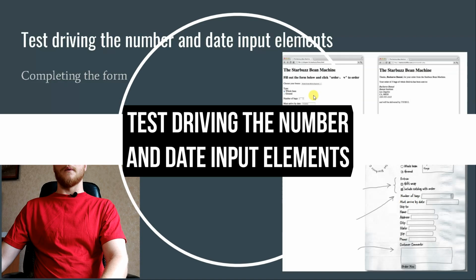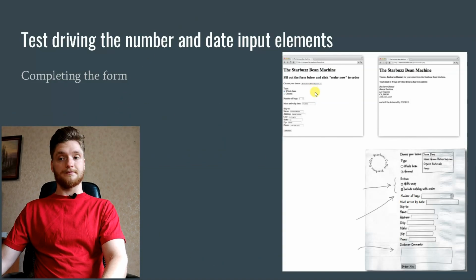Here is what we entered into the form. Notice that the number input has up and down arrows, but the date control is just a text input in these browsers, Chrome. And here is what the bean machine returns. We ordered 5 bags of coffee.